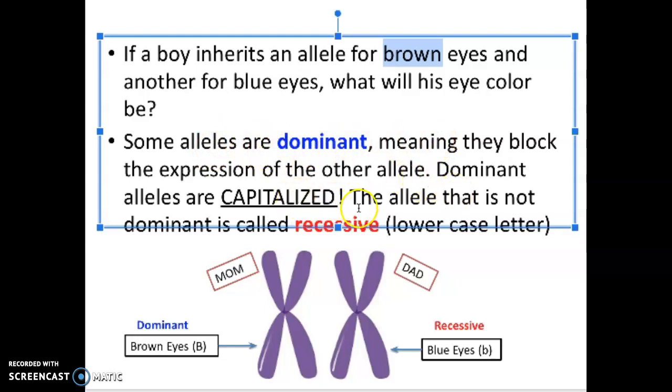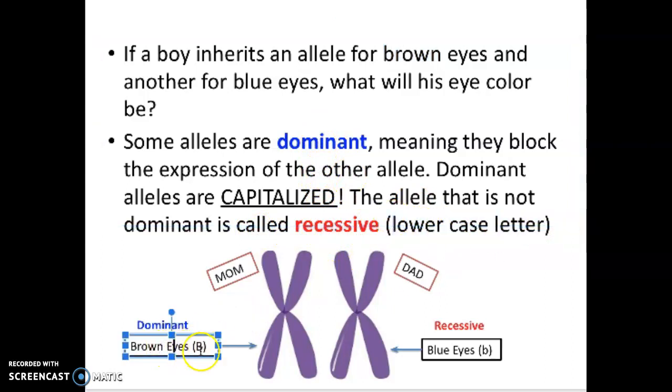Dominant alleles are capitalized. The allele that is not dominant is called recessive. So you need to know the difference between the two. And this is represented by a lowercase letter. So here, for example, brown is dominant, so it's going to be capitalized. Blue eyes is recessive, meaning that it's going to be blocked or masked, and we are going to put a lowercase letter instead. This kid, even though he has the blue eye allele from dad, is not going to have blue eyes. He's going to have brown eyes because mom's allele is dominant in this situation.